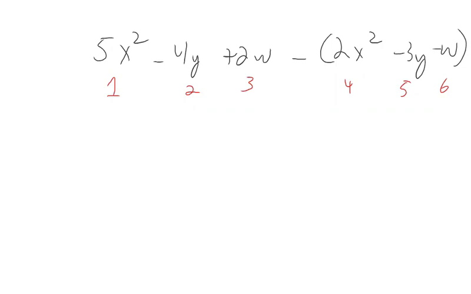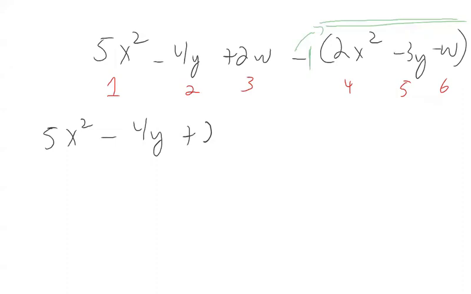However, I have an issue. I have these parentheses. So to get rid of these parentheses, I will distribute this negative sign through, which is basically a negative 1. This is why the properties we learned are so important, because now I have 5x squared minus 4y plus 2w minus 2x squared plus 3y plus w.